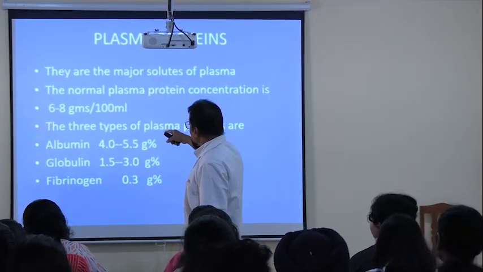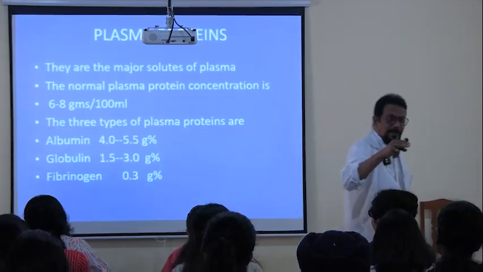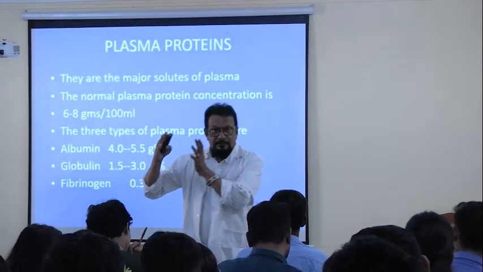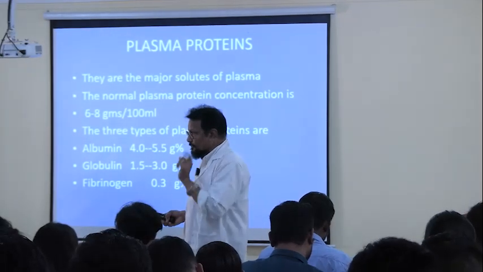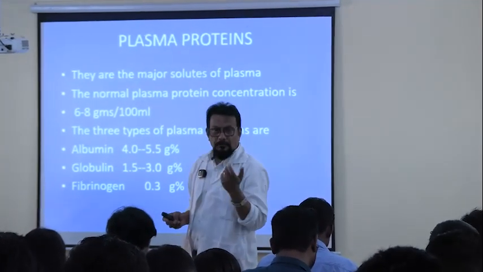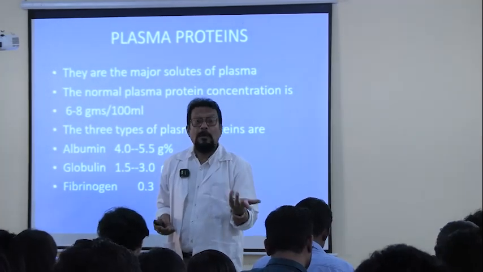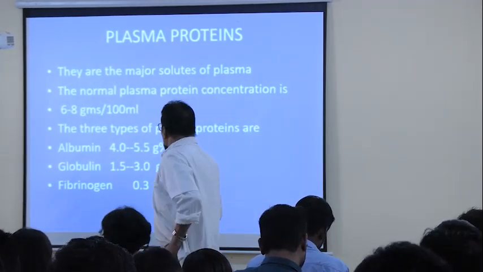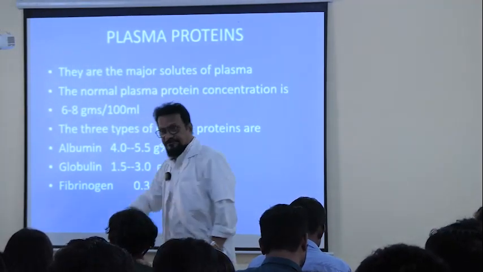Hyperproteinemia, that is, values would be more than 8. In hypoproteinemia, what will happen? Hypoproteinemia, you have to correlate. Always, you have to correlate. Okay? So, if you know the normalcy, then you will be able to find out whether a particular finding is normal or abnormal. So, plasma proteins are 3 types.